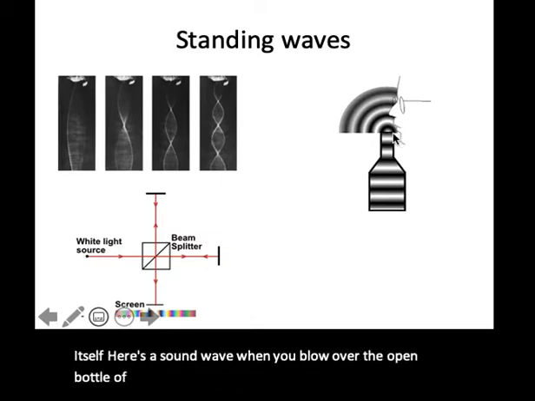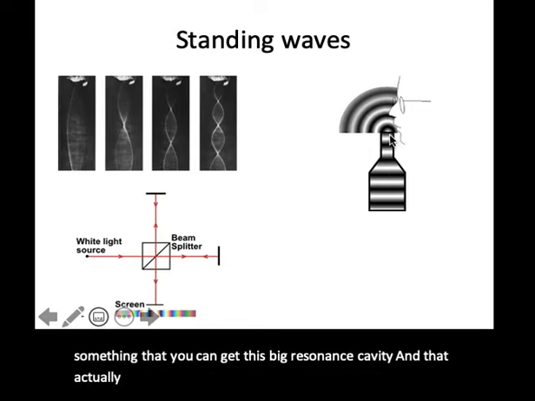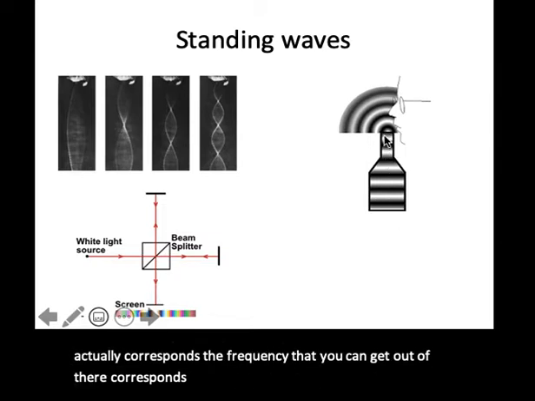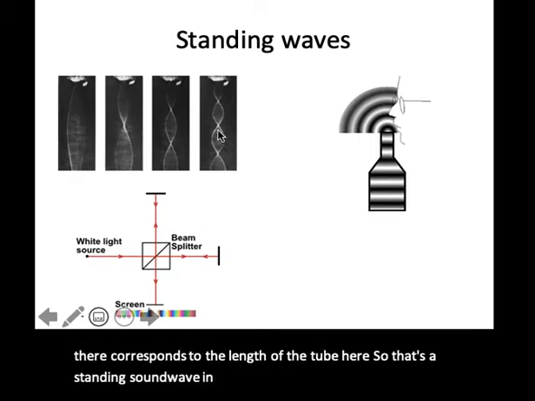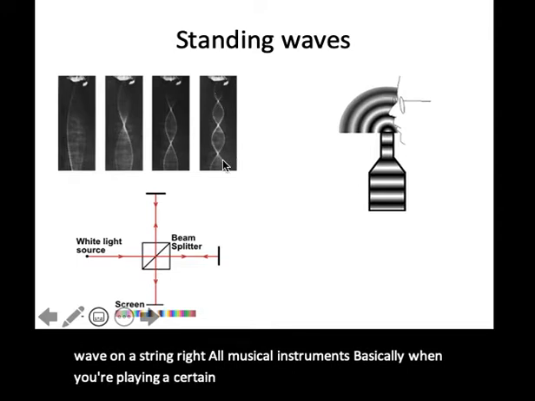Here's a sound wave when you blow over the open top of a can of soda or a bottle of soda or something like that. You can get this big resonance cavity, and the frequency that you can get out of there corresponds to the length of the tube here. So that's a standing sound wave in there. This is a standing mechanical wave on a string, right? All musical instruments, basically, when you're playing a certain pitch, it's because you're creating a standing wave at that frequency.